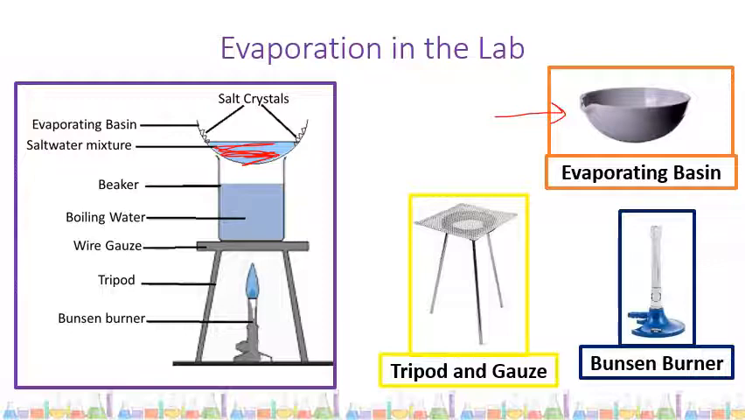So then we've got our tripod and gauze here in the yellow box that we used with the Bunsen burner, which is shown here on the right. Everyone always remembers that because it is the one that allows us to get a flame. So that's one way of evaporating in the lab. So we heat up the salt and water in the evaporating basin as shown here on the screen, and we'll be left with the salt crystals, and you can see them starting to form at the edge of the evaporating basin.